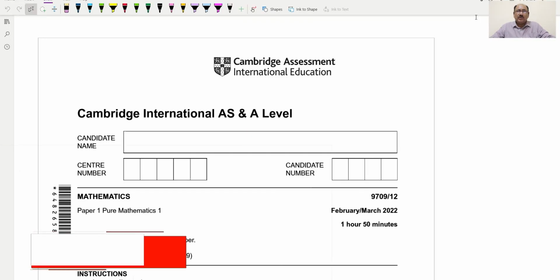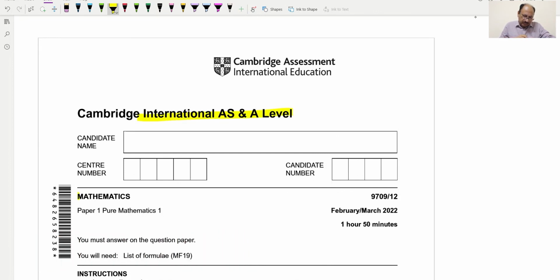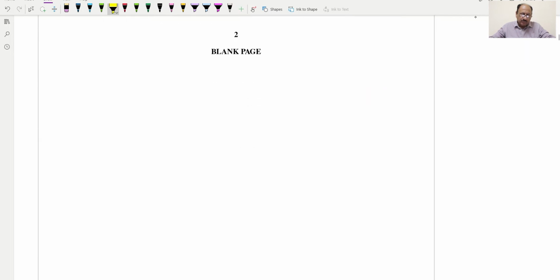Hello everyone. Today we'll be going through Cambridge International AS and A level mathematics. This is Pure Mathematics 1, Paper 1, 9709/12, February/March 2022. Let's move to question number 1.